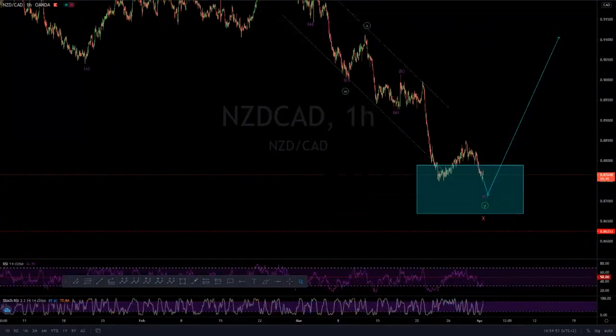Right, so I'm looking at this here. So I'm looking at this here. This is a wave 1, 2, a 3. This is a wave 4. So I'm expecting this last leg for a wave 5. That might come with a divergence, and then I'll be looking for this move to the upside on New Zealand CAD.